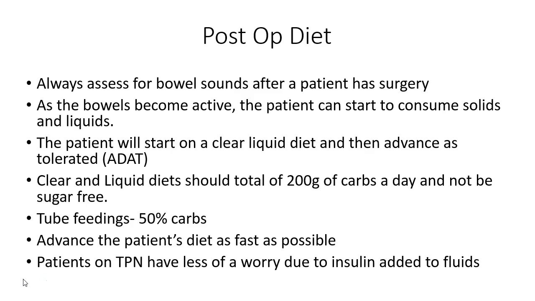With tube feedings, you actually want to do 50% carbs because, again, patients who have abdominal surgeries or other surgeries, if they were on tube feedings before, they're coming back to you on tube feedings. But again, they're coming back to you with a hypoglycemic issue. So you want to give them more carbs and keep that blood sugar level higher.